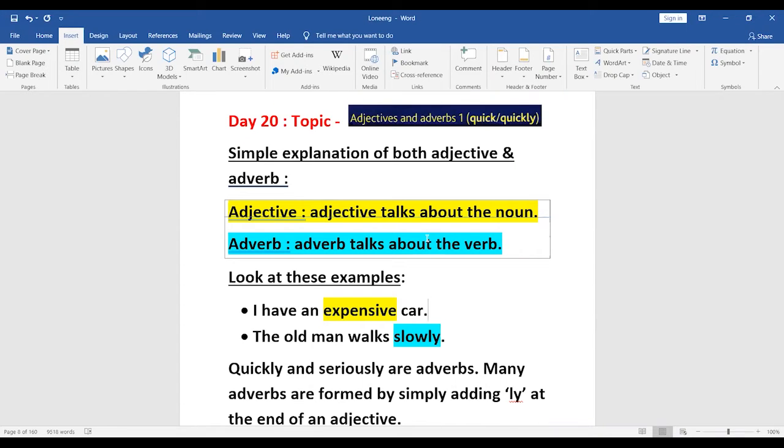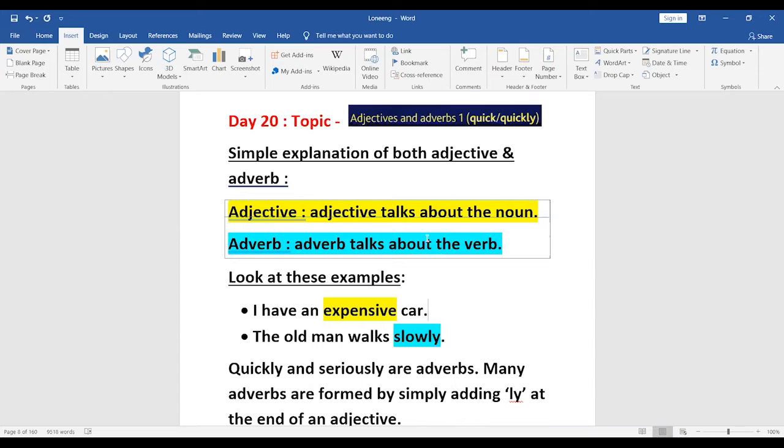And the topic for today is adjectives and adverbs. Now, what are adjectives? Let me tell you what are adjectives, what are adverbs, where you can use them, and how you can easily identify them so that you can start using them in your day to day speech.